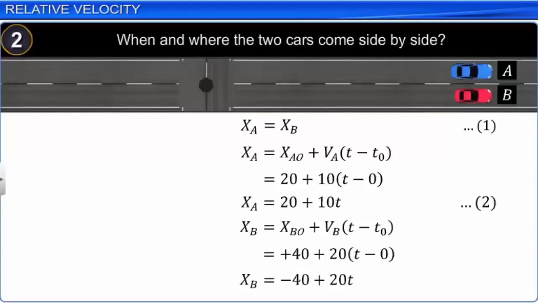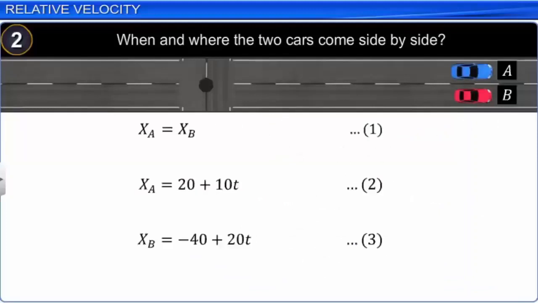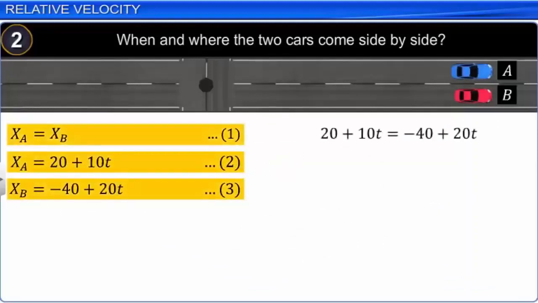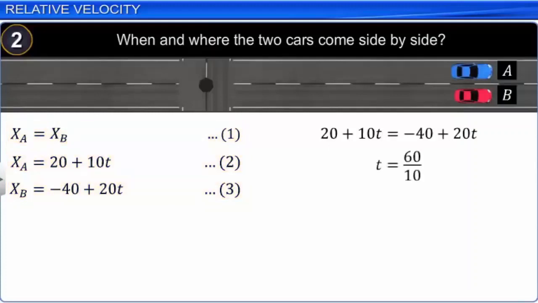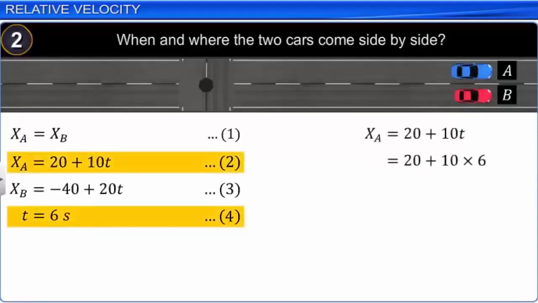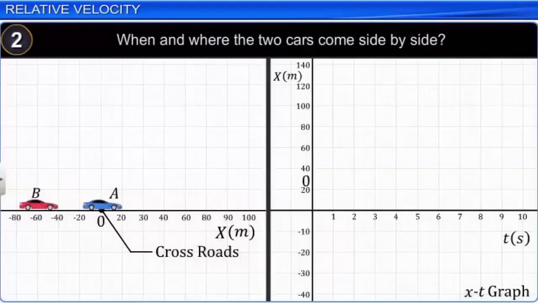Substituting equations 2 and 3 in equation 1, on further simplifying, we get T equal to 6 seconds. This is equation 4. Further substituting equation 4 in equation 2, we get XA equal to 80 meters. The two cars A and B come side by side at 6 seconds when their position coordinate is 80 meters.